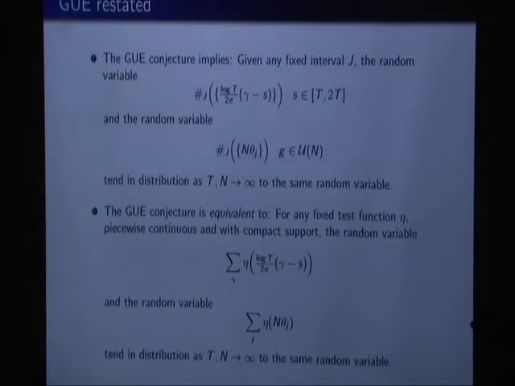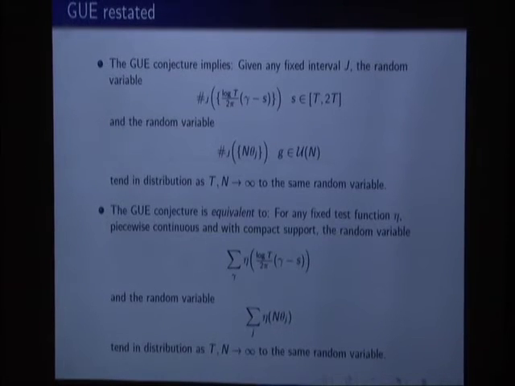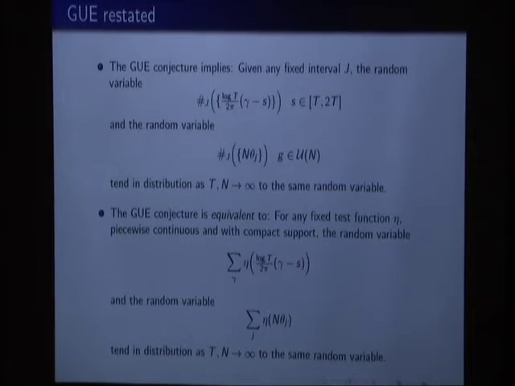If you allow yourself to count not with just characteristic functions of intervals, but more general test functions, it does give you a statement which is equivalent to the GUE conjecture. So maybe I should say a few words about this. I don't have the blackboard, but imagine here that instead of eta, I had written the characteristic function of this interval J. Then this sum here is just another way of counting the number of these stretched out and translated zeta zeros that happen to lie inside of J. And if we don't restrict ourselves to characteristic functions, but instead allow arbitrary test functions, say piecewise continuous with compact support, then the statement that this random variable and this random variable for random matrix statistics tend in distribution to the same random variable in the limit is exactly equivalent to the GUE conjecture.